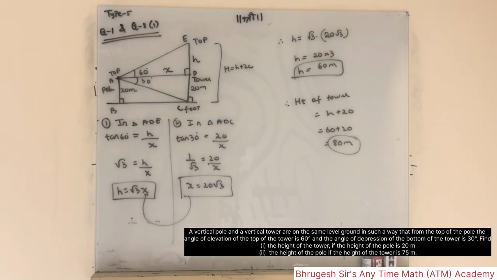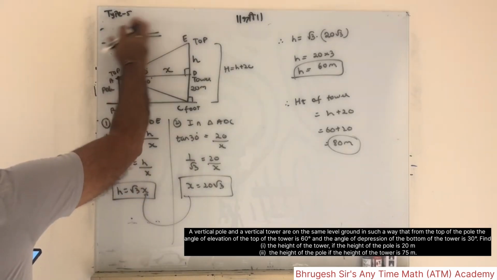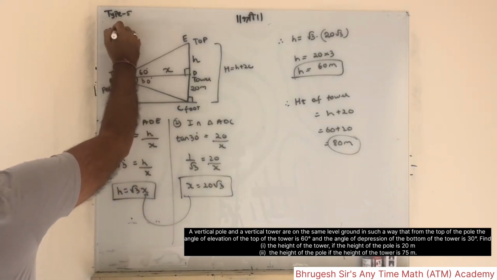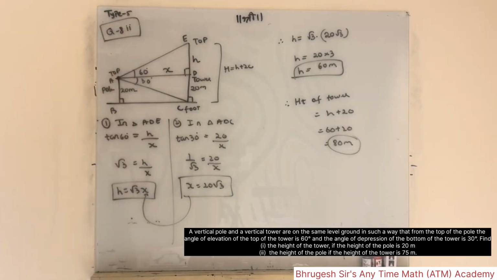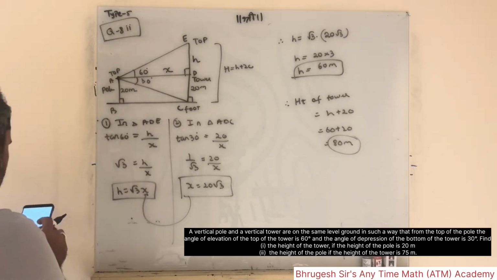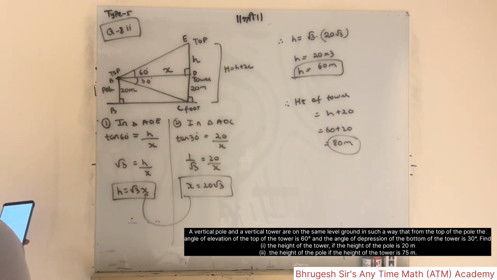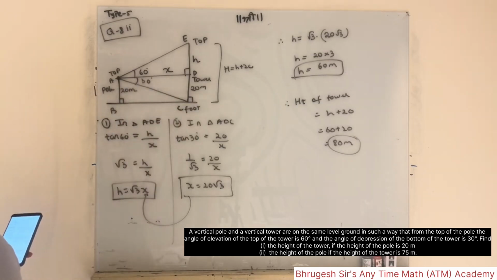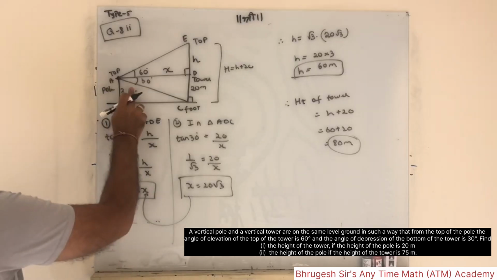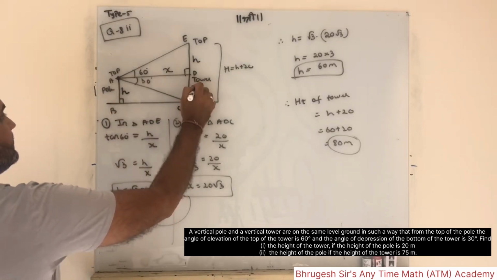So now what they are saying, a vertical pole and the vertical tower are on the same level ground. From the top of the pole, the angle of elevation to the top of the tower is 60 and the angle of depression of the bottom is 30. Find the height of the pole. Now I need to find the height of the pole, beta.